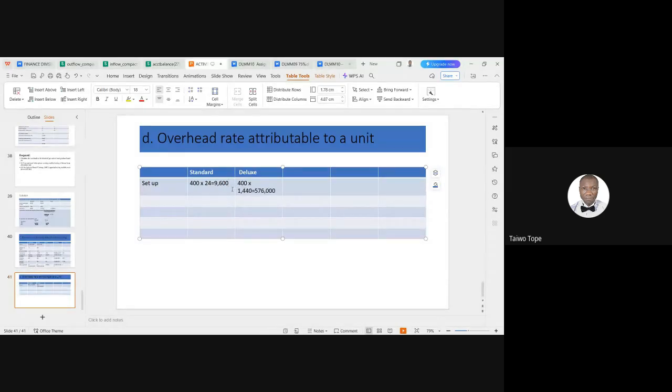Once you do this, what will be the setup cost per unit for standard? How many units do we produce? 24,000. So it will be 9,600 divided by 24,000. So the setup cost will now be what? 0.4, for 1 unit.